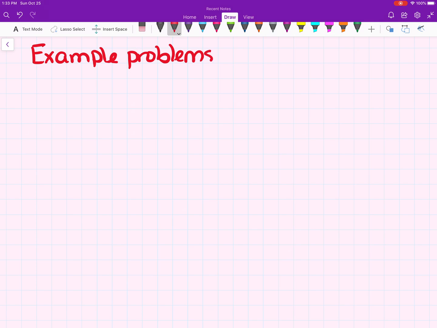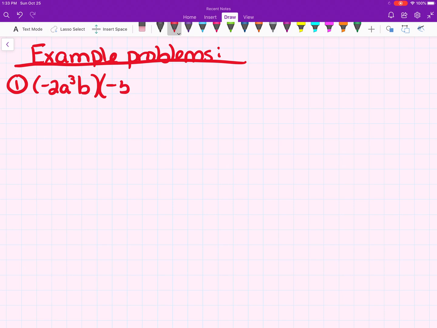And again, if you already know how to do these, you can fast forward through this and just watch as much as you need to. I'm going to try to make it clear for those who didn't quite get this the first time through in Algebra 1. So we have (negative 2a to the 3rd b) times (negative 5a b to the 4th).